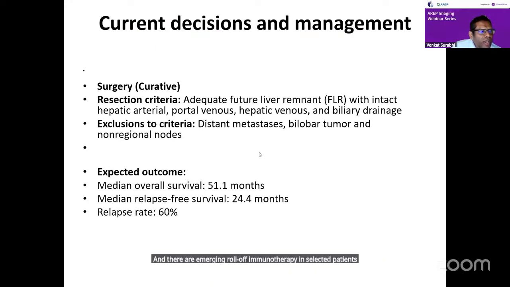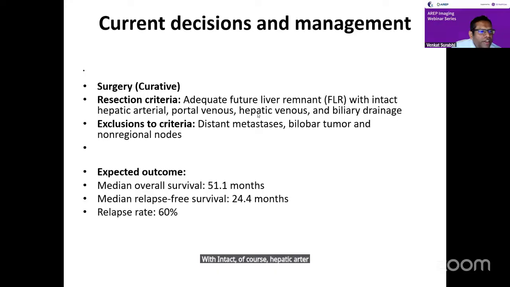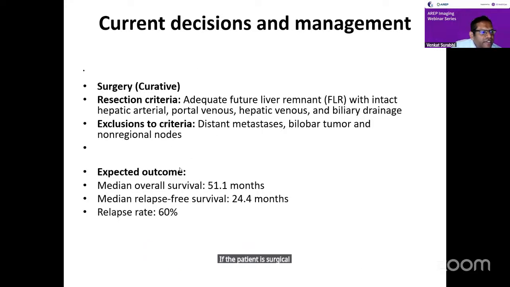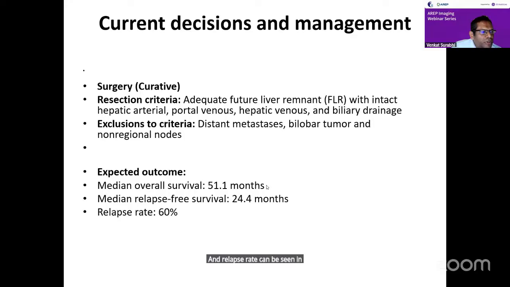So let's take a look at the surgical options. Resection criteria depend on the future liver remnant, with intact, of course, hepatic arterial, portal venous, hepatic venous, and biliary drainage, right? Obviously, it's excluded in patients with distant metastasis, bilobar tumor, or non-regional nodes. If the patient is a surgical candidate, then median overall survival is 50 months, and relapse can be seen in up to 60% of the patients.